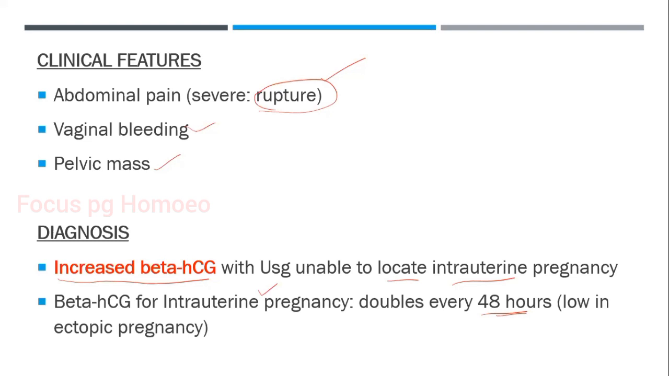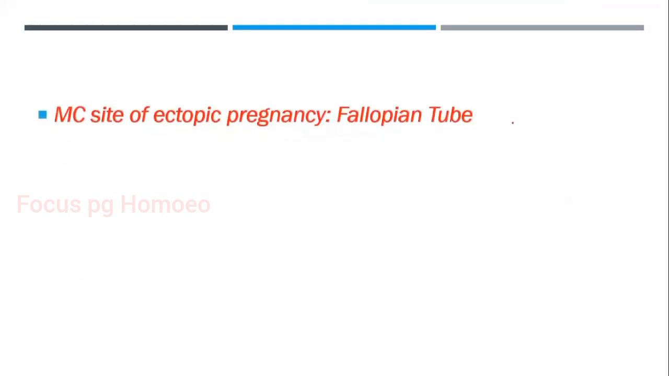One more condition where this doesn't double is pseudocyesis. This was earlier discussed in another session. Pseudocyesis means false pregnancy. Here also beta HCG is calculated and it doesn't double after 48 hours. The most common site of ectopic pregnancy is the fallopian tube. So these are a few points which are very important when it comes to questions.